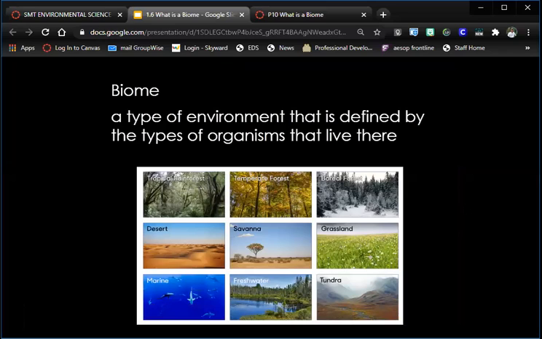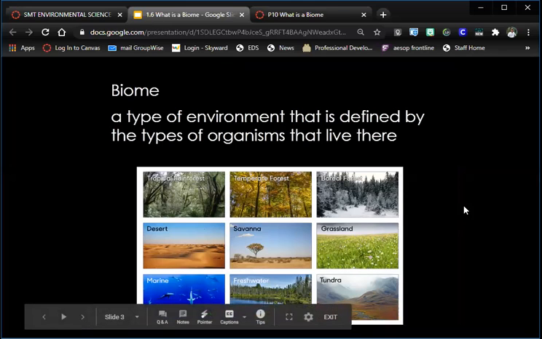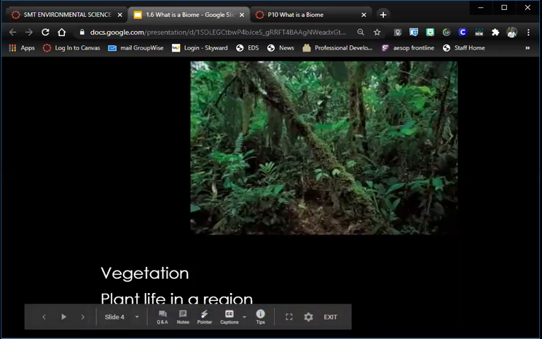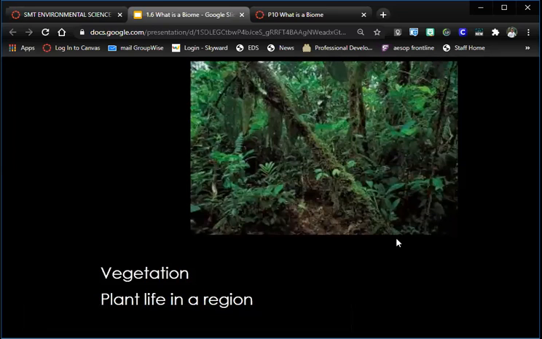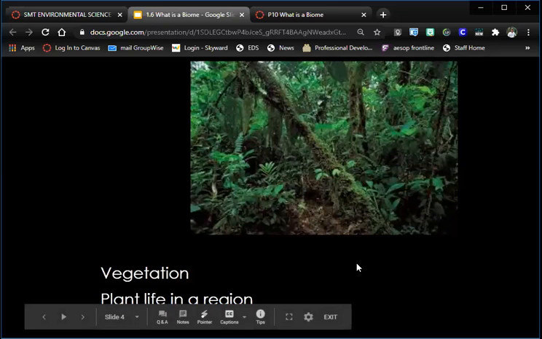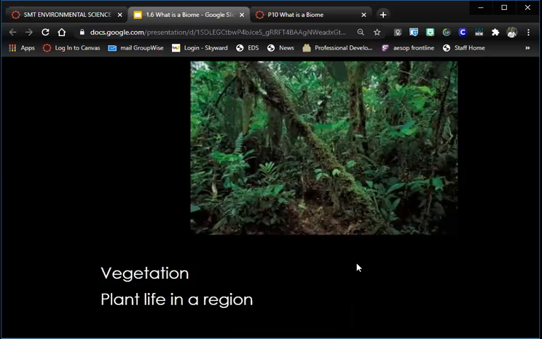A biome is a type of environment that is defined by the types of organisms that live there. And we've already talked about a number of these different biomes that exist. The first thing we look at when we're looking at organisms that live there is the plant life or the vegetation, which is the plant life in the region. Animal life is also an important piece, but it normally follows where the plants are to eat.